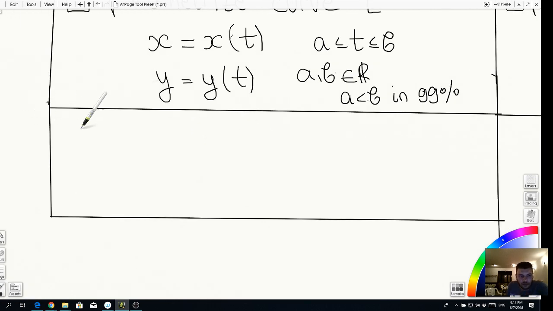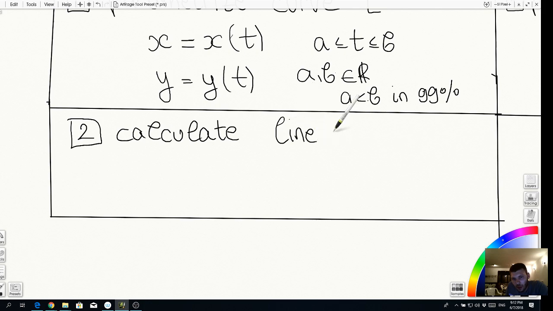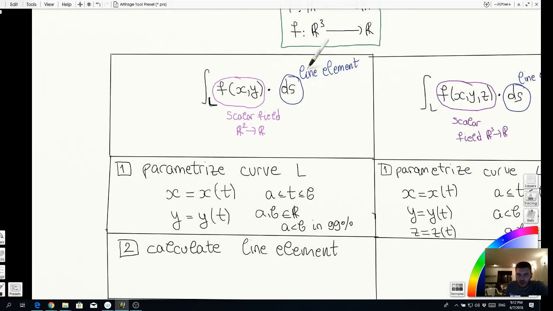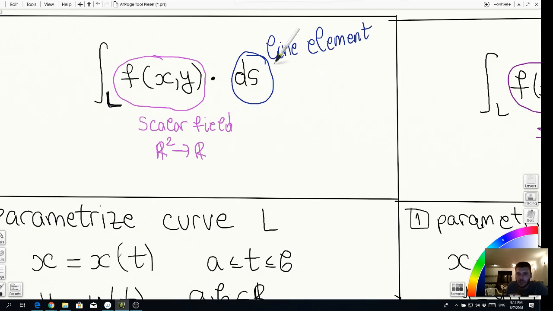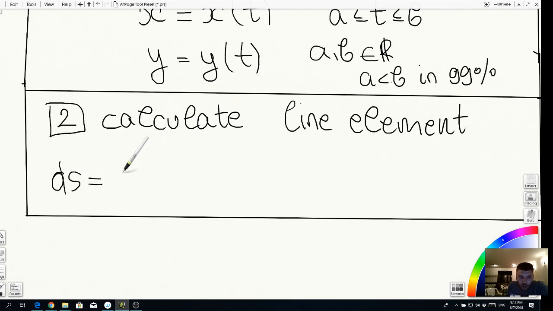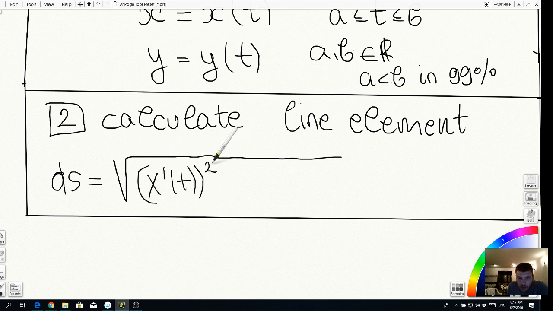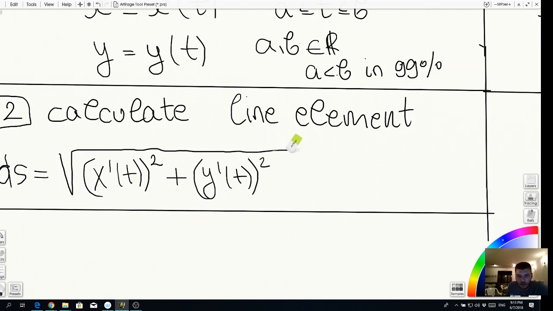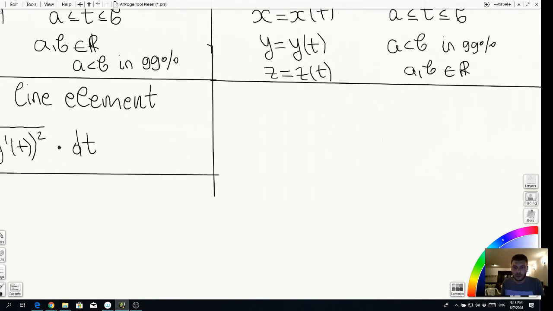Okay, second step is to calculate line element, and this is line element, this little thing here. ds will be equal to square root of derivative of x with respect to t squared plus derivative of y with respect to t squared times dt, and this dt is outside the square root.